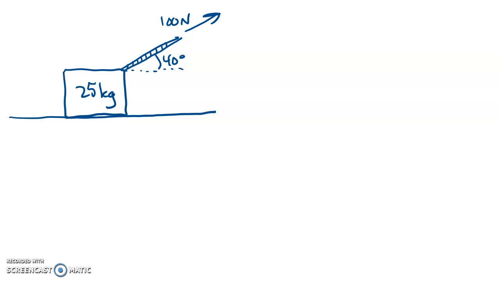So let's start where we always start, with a free body diagram. We're going to have the force of gravity, and of course that's equal to m times g, and in this case that's 25 times 9.8, and that's going to give us 245 newtons.